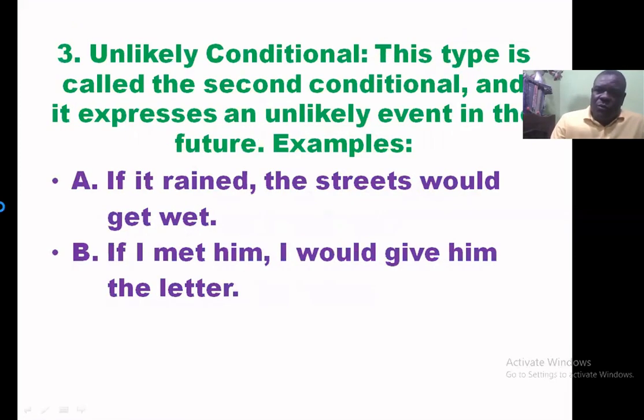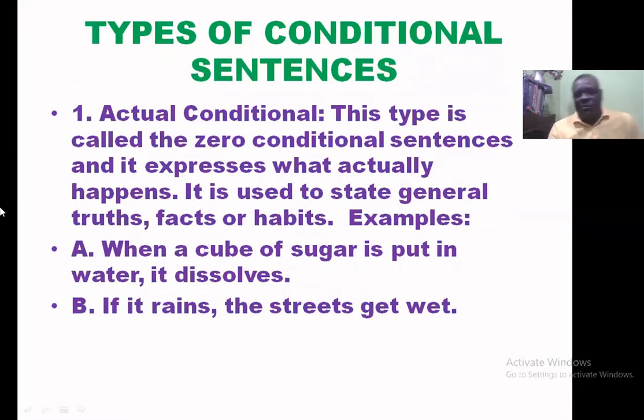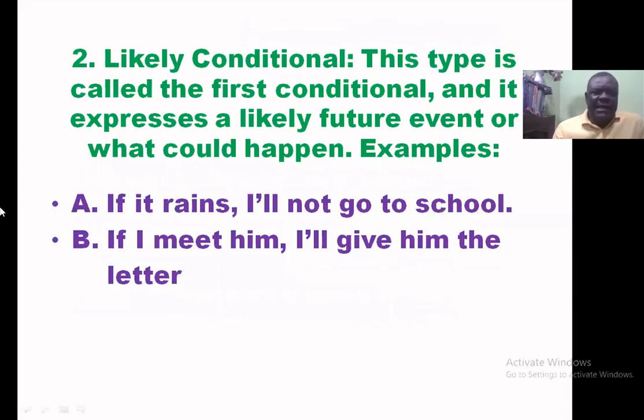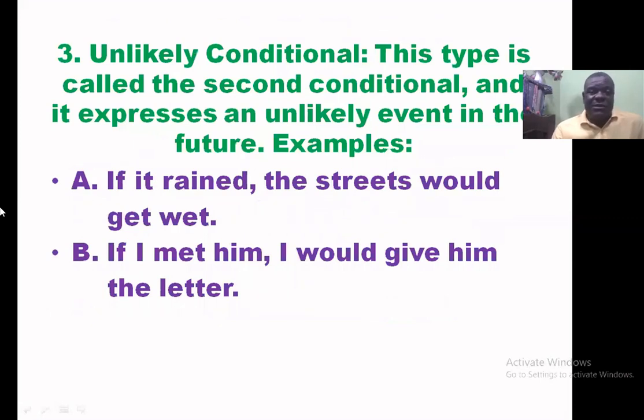And so the four types of conditional sentences: we looked at the actual conditional, which is called the zero conditional sentence, used in expressing real events that happen, facts and truths and habits. Then the likely condition, a possible future event. Then the unlikely condition, where we are looking at a past situation that never happened. And so it's an unlikely condition.